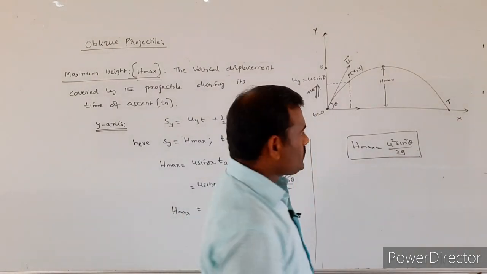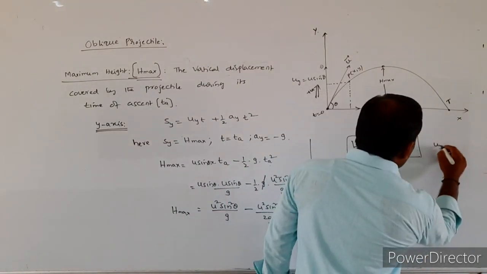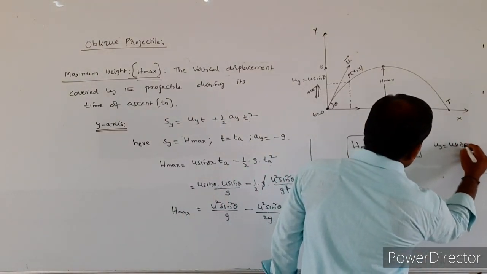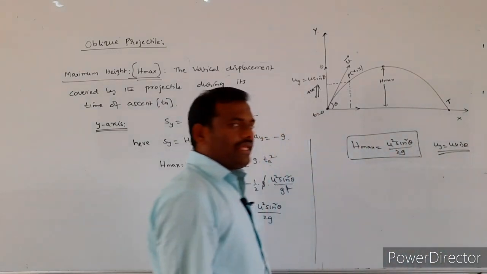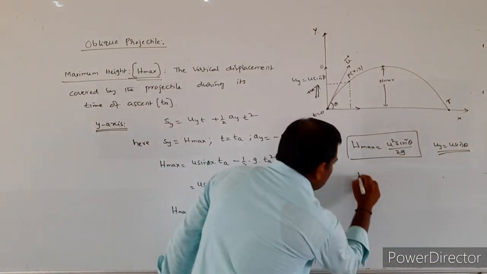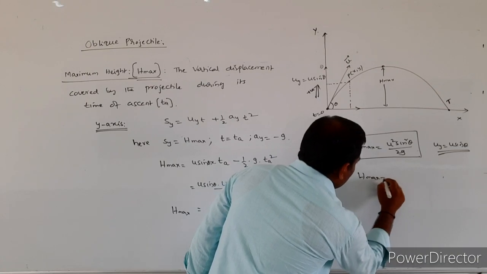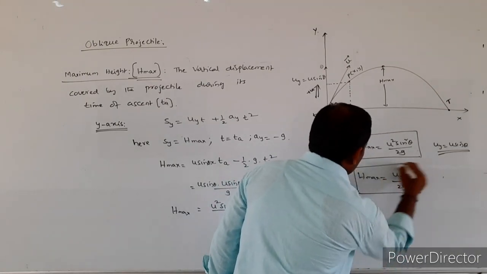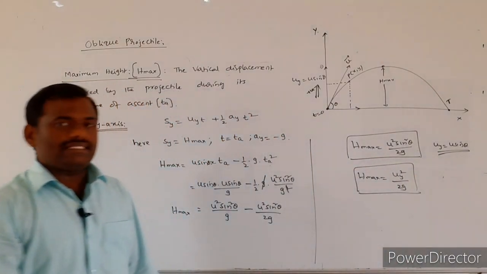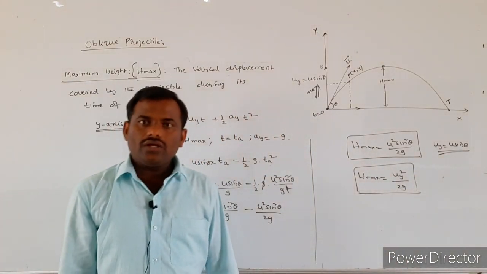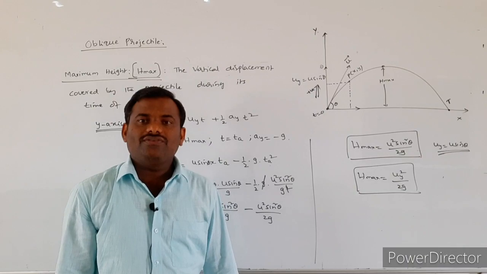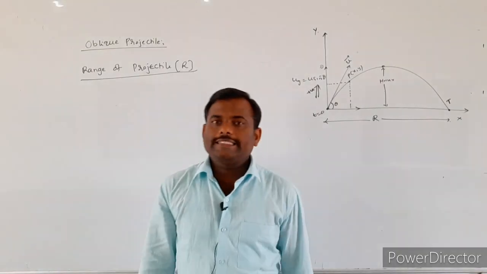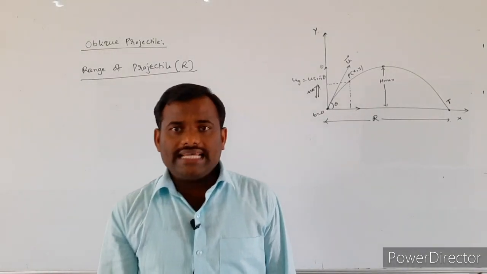We can also write uy is equal to u sin theta. So H max can also be written as uy squared by 2g. This is the concept of H max. Next topic is the range of the projectile.